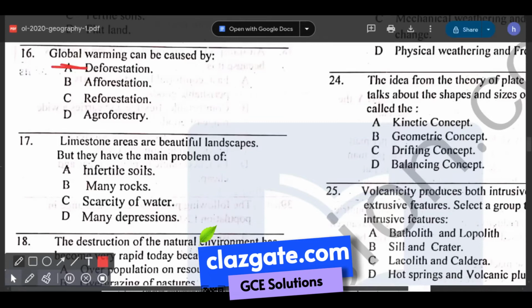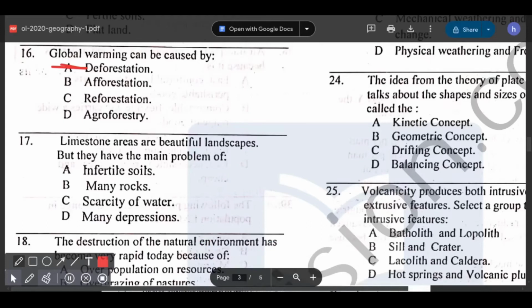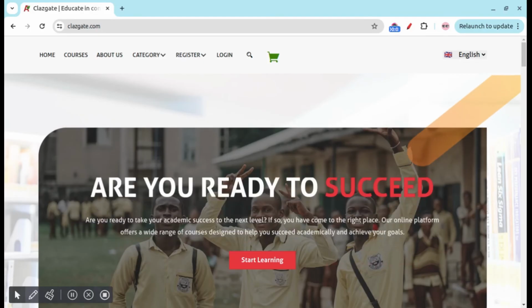Question number 17. Limestone areas are beautiful landscapes, but they have a main problem of: infertile soils, many rocks, scarcity of water, or many depressions. The main problem is scarcity of water, because limestone is a soluble rock, which means it can be dissolved by water. This makes it difficult to find water in limestone areas, as the water can easily drain away through cracks and fissures.